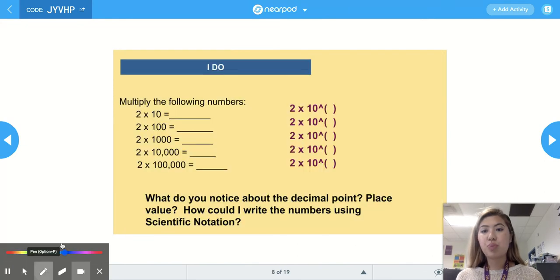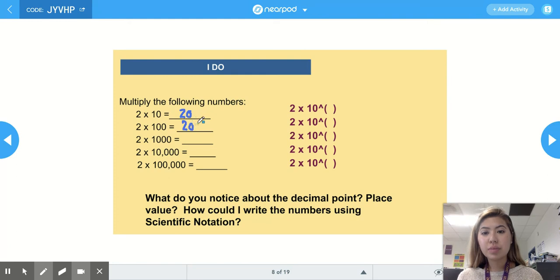For this first I do problem, we have to multiply the following numbers. So 2 times 10 is 20. 2 times 100 is 200. 2 times 1,000 is 2,000. And every 3 numbers from the right has to have a comma to separate. 2 times 10,000 is 20,000. 2 times 100,000 is 200,000.